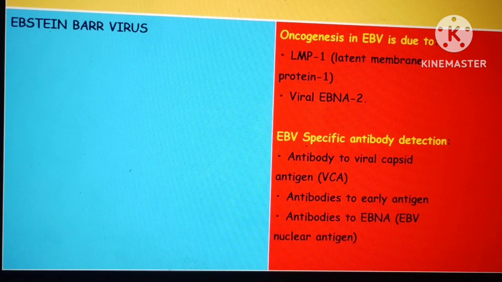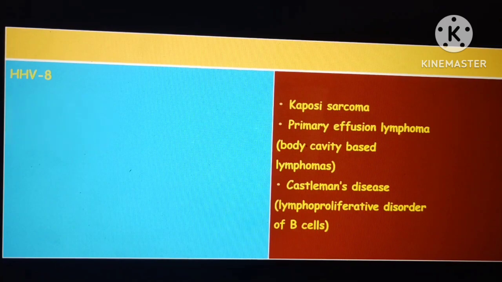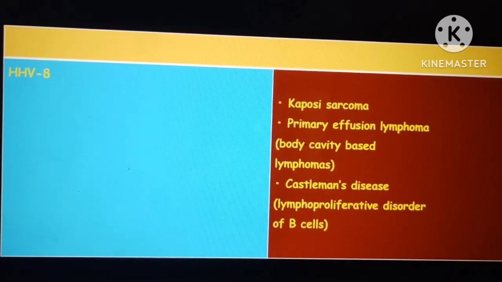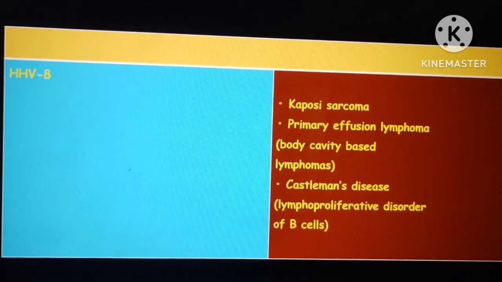So next, regarding the oncogenesis, first it is LMP, that is latent membrane protein, and also the viral EBNA, that is Epstein-Barr virus nuclear antigen. So these are all associated with the carcinogenic factors. Some of the EBV specific antibody detections are viral capsid antigen, the early antigen and the EBNA antigen. Okay.